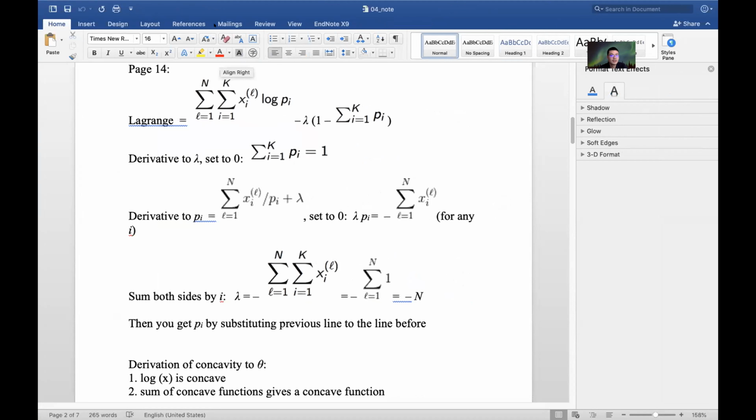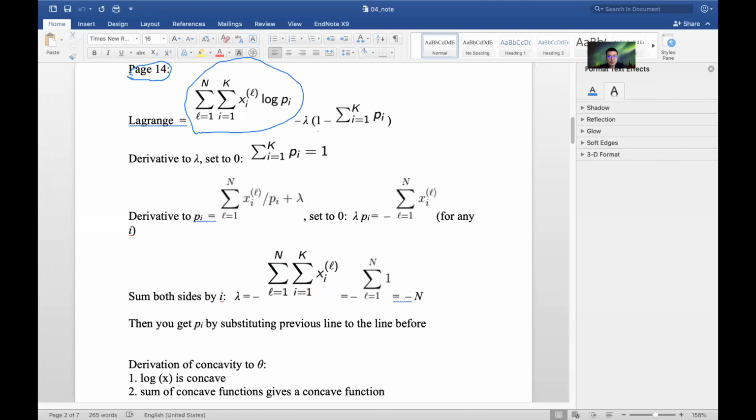Okay, if you look here, this page 14 is our slide page, so the duration is associated with the slide page. The Lagrangian, we saw last time. This is the loss function we saw earlier. By the way, this is a log likelihood. We already took the log, so this is a summation. But we have a constraint.